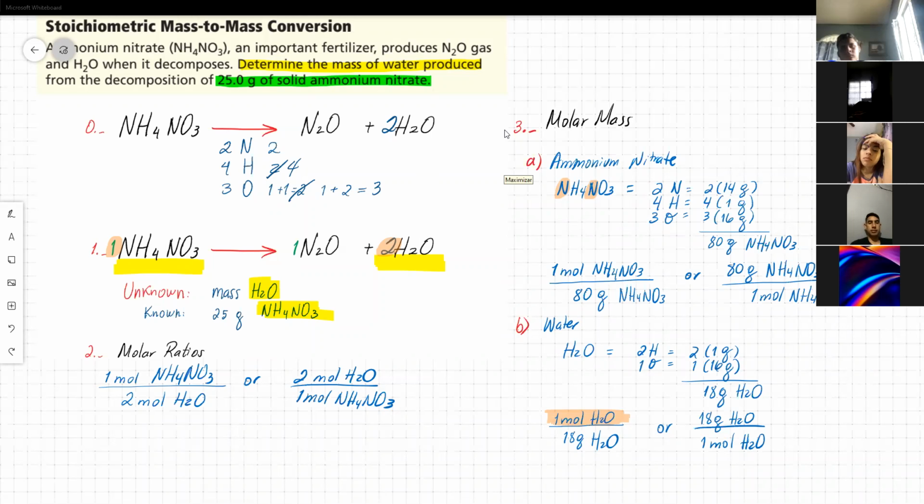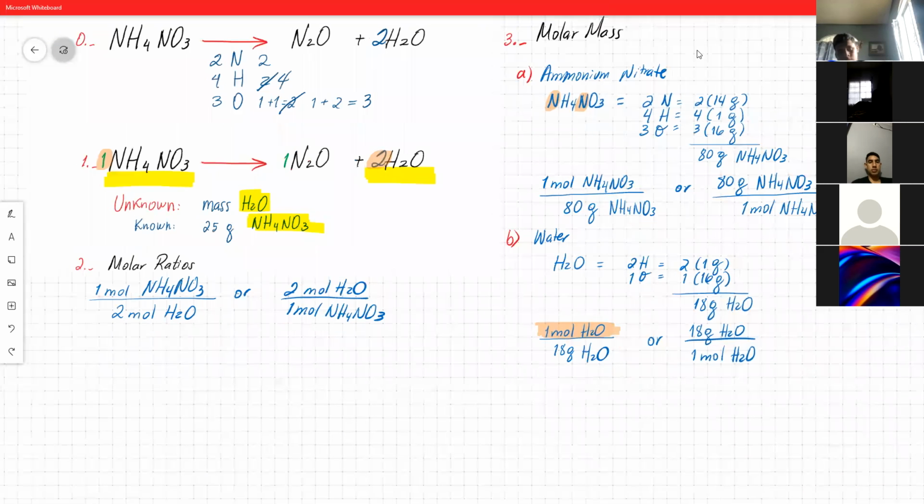So after you do the third step, that is the molar mass, I'm going to move to the next step, that is doing the conversion procedure, okay? So that is going to be my last step. Conversion process.